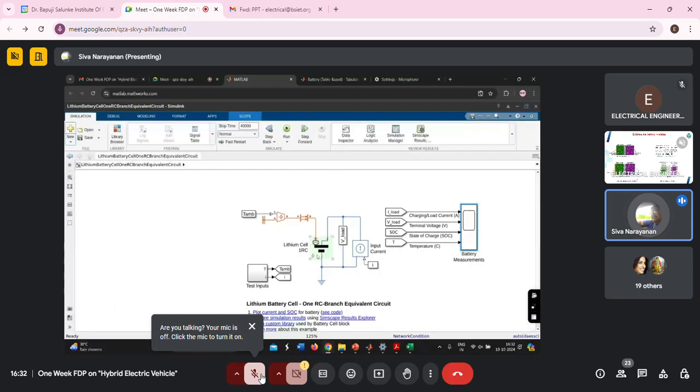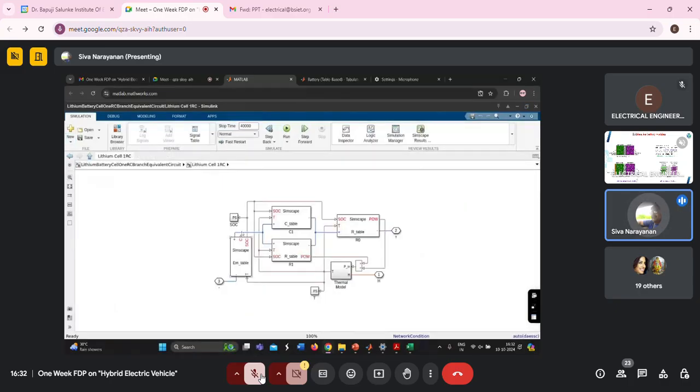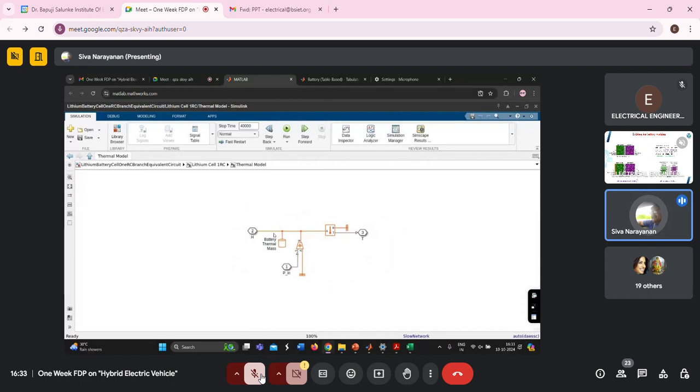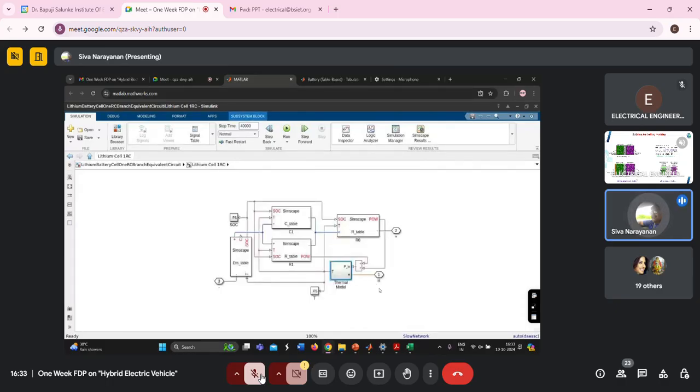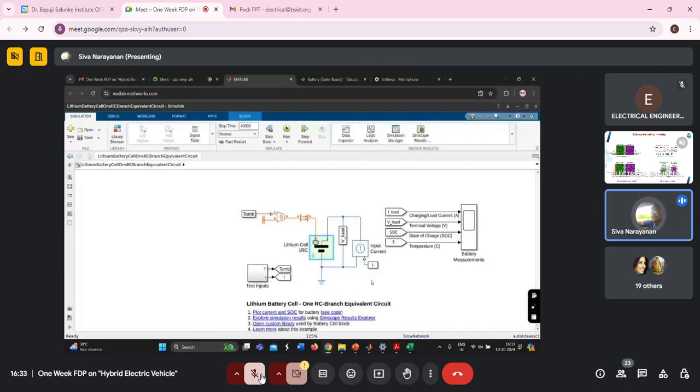So this is what I was talking about. Here you can see the open circuit voltage dependent on SOC. Here you have the R1 value, the C1 value, and the R0 value, and this is called the electrical model. And here you have the thermal model. Inside the thermal model, you have the battery thermal mass and the heat flow rate. It shows how the total quantity of heat generated in the battery can be connected to this, and this is called the electrothermal model. This is in Simscape.